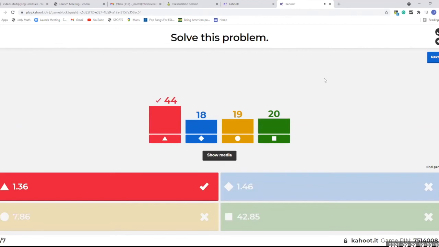Yes, 1.36 hundredths of a mile. Absolutely.